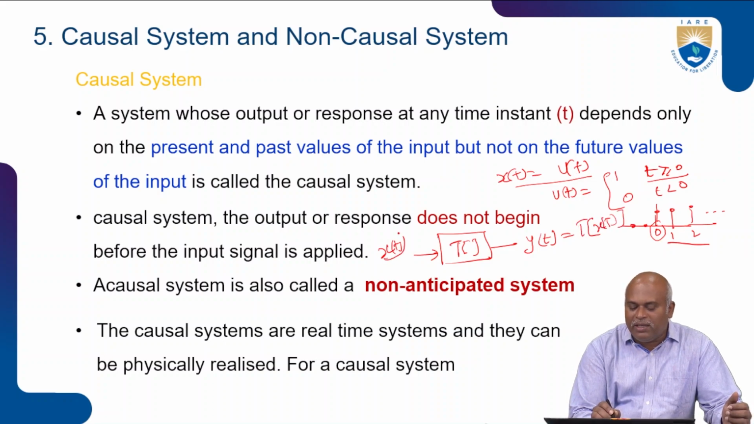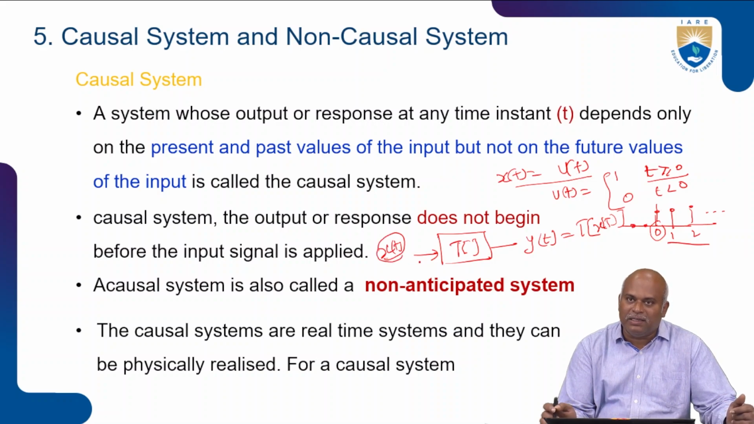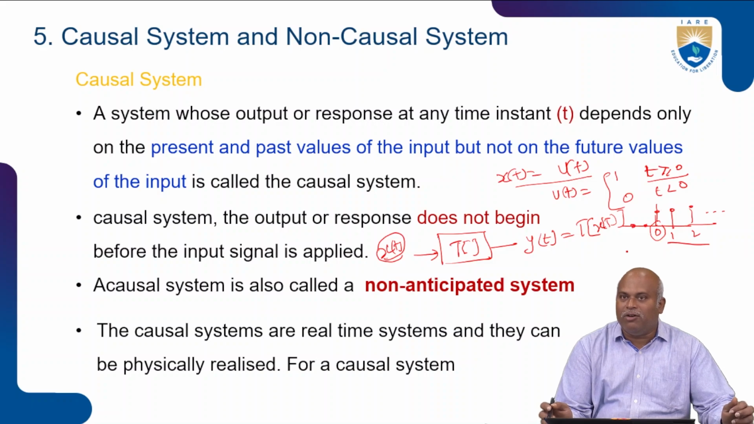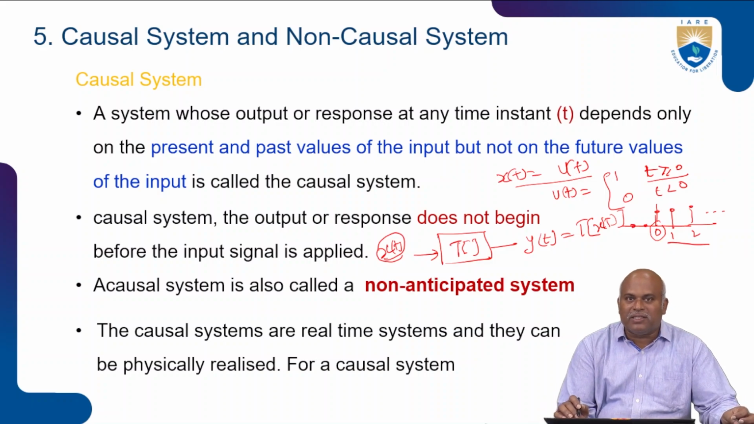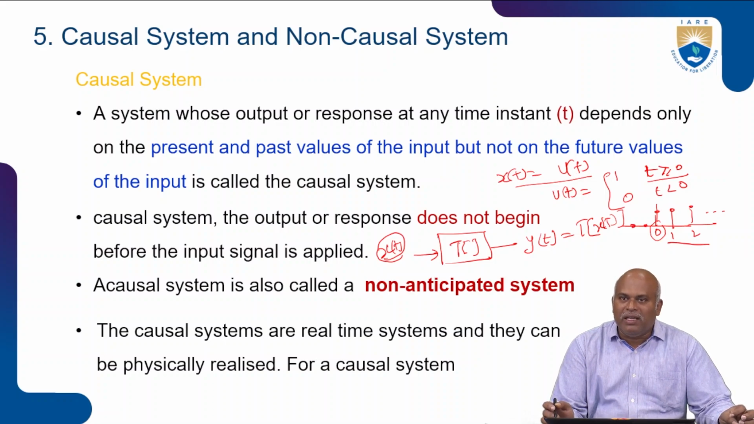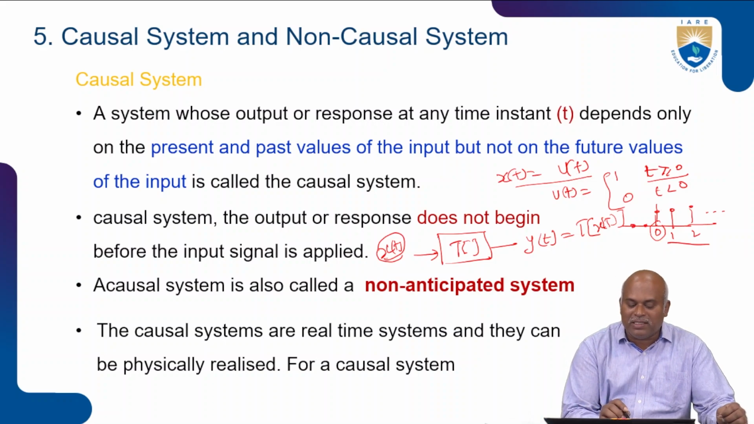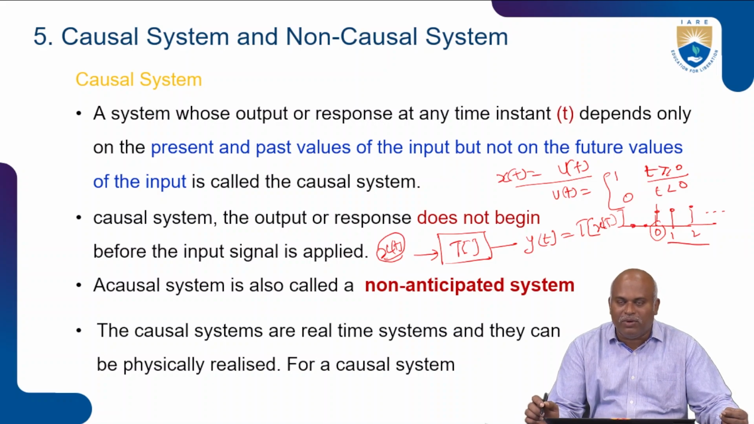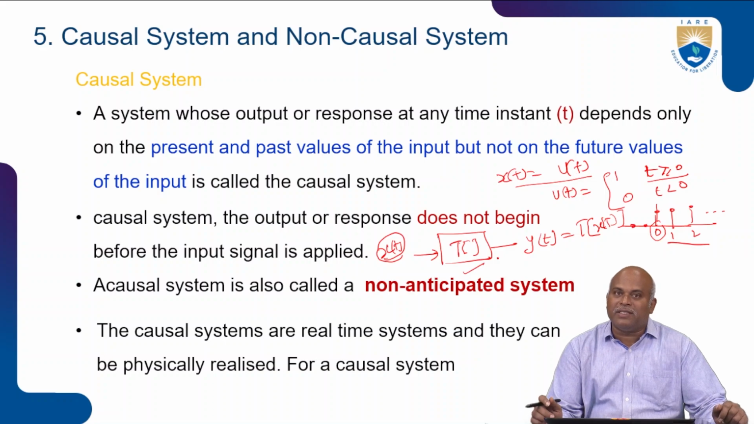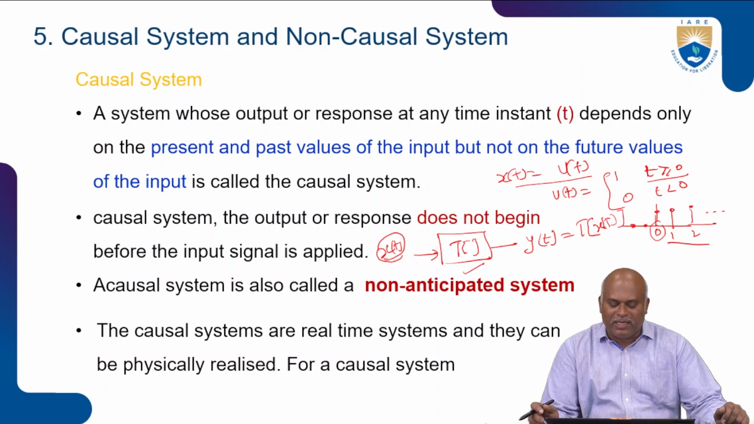If we are not giving any input to the system, and the system does not provide any output, that kind of system is represented as a causal system. The causal system is also called a non-anticipated system. Why? Because only when you give the input is the system going to perform. That kind of system is represented as a causal system. Otherwise, we call it a non-anticipated system.